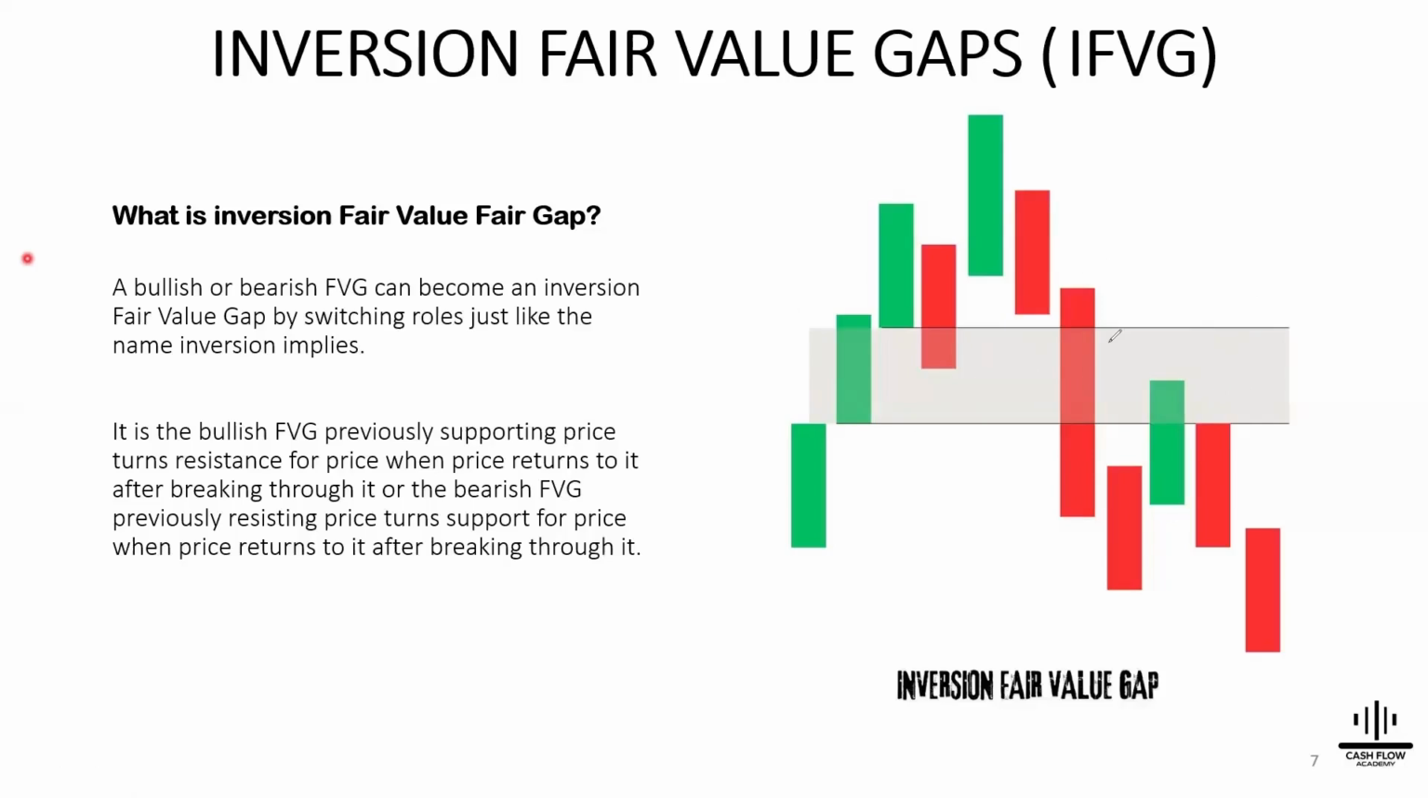It is support turned resistance. So it was serving as a support here. Once price breaks through it, it becomes a resistance for price. And this is very common in price action. So let's take a look at an example quickly.